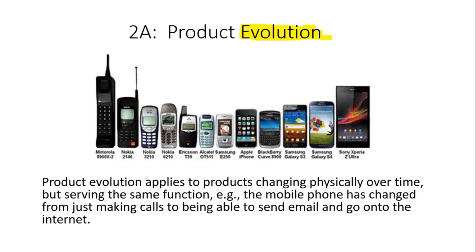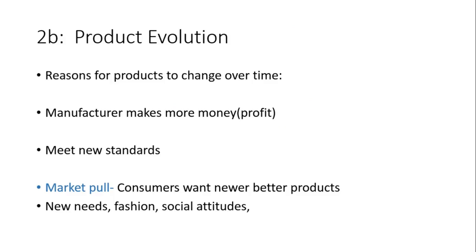So mobile phones have evolved over time because consumers also expect them to be able to do more than one thing. So let's have a look at the reasons why product evolution occurs. One of the reasons is that manufacturers make more money, they make profit, by changing their products and adding more features by evolving their product. They are then able to maintain their market base and maybe even increase it sometimes.